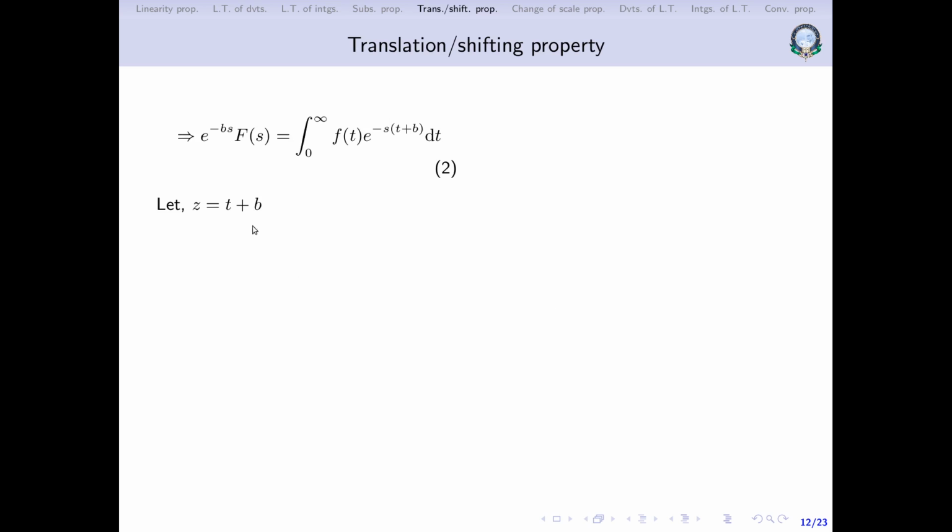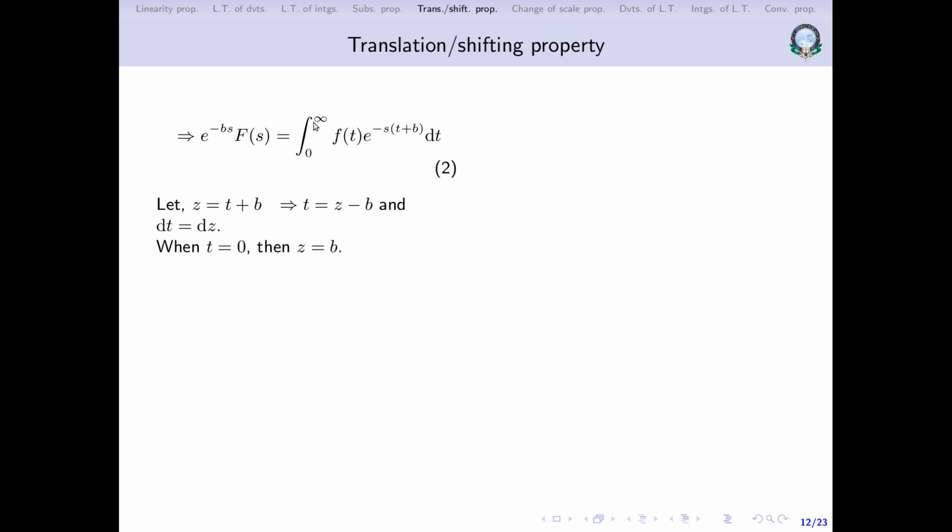So now let us introduce a new variable z. z is equal to t plus b. Okay, remember b is the constant here, so z depends only on t. So if z is equal to t plus b, then this implies t is equal to z minus b. And if I take the differential of t, that is dt, it will be equal to the differential of z, dz. When I put t equal to 0, z will take the value b.